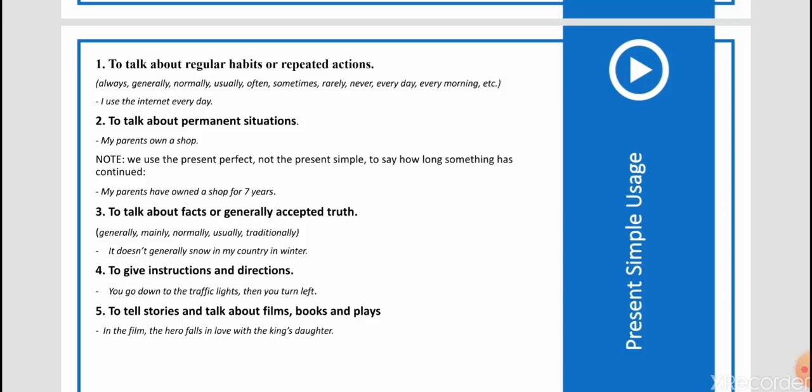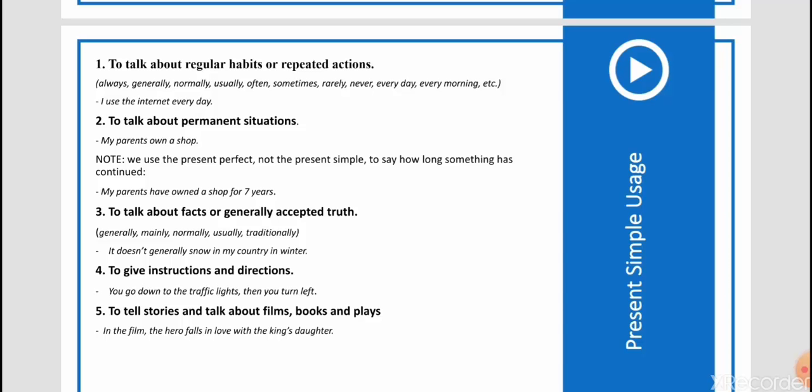So it is a kind of situation each of us can confront whenever we are in a strange place, and when we ask somebody how to get to our destination, we use present simple in order to instruct somebody. Case 5, to tell stories and talk about films, books, and plays.